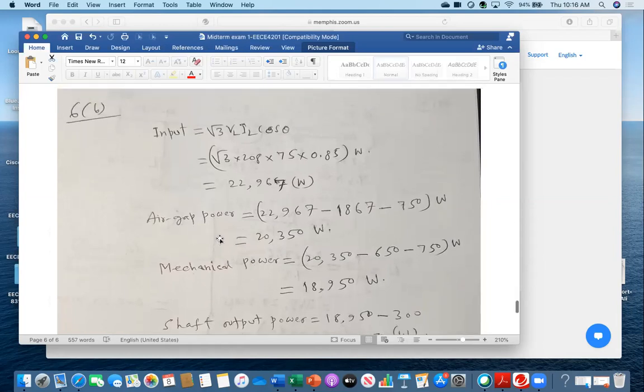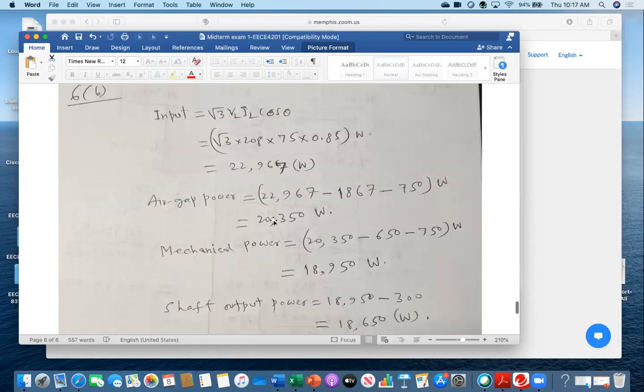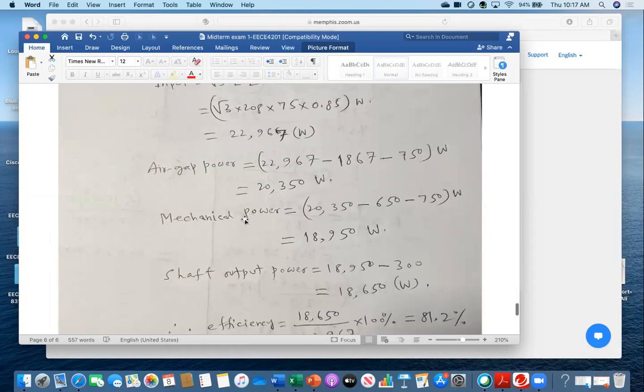Next, I am calculating air gap power. This is the input power minus stator copper losses minus stator core losses. Both are stator quantities, so the stator copper losses are 867 and core losses are 750. I am subtracting those and I got 20,350 watt air gap power. And then next I am calculating mechanical power, because the air gap power is the input to the rotor circuit.